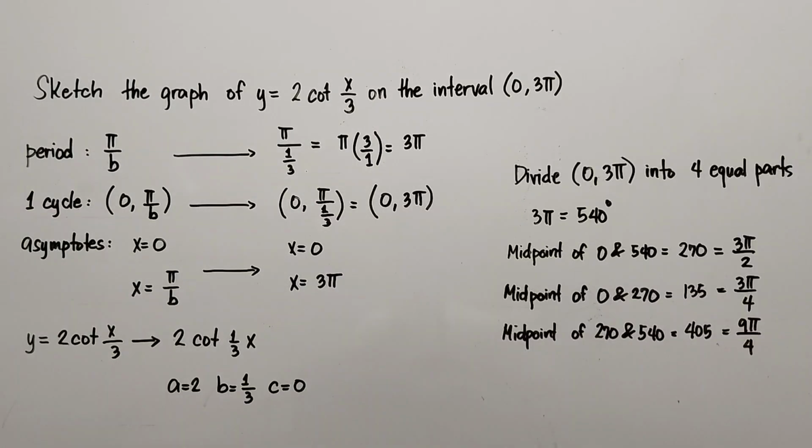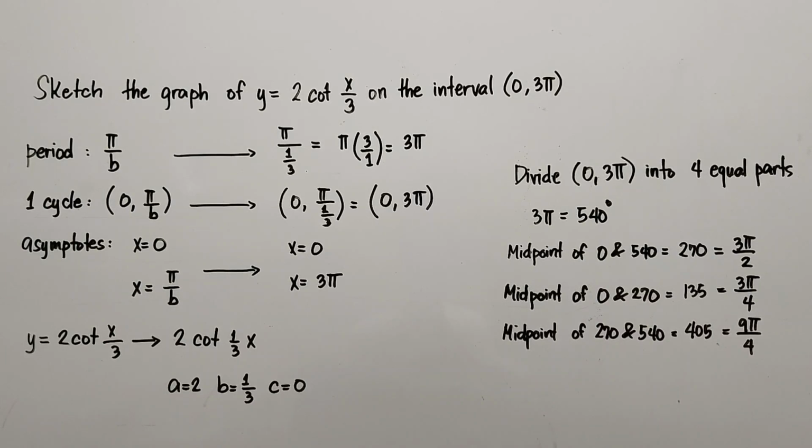To divide the interval 0 to 3 pi into 4 equal parts, we will be using the midpoints. From 0 to 3 pi, and since 3 pi is equal to 540 degrees, the midpoint from 0 to 540 is 270 degrees. And 270 degrees in radians is 3 pi over 2. The next point is the midpoint of 0 and 270, and that is 135 degrees. Converting 135 degrees into radian measure, the conversion is 3 pi over 4 rad.